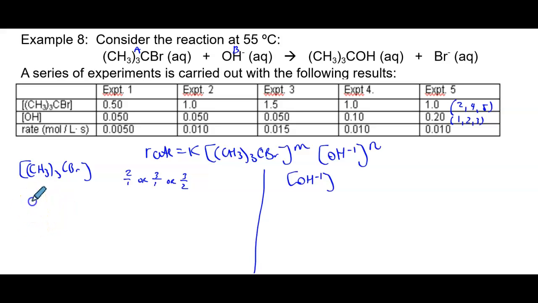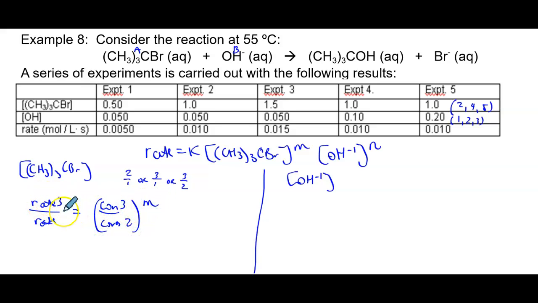So we're going to say rate 3 over rate 2, and I just picked that at random. You could pick a different one and you should get very close to the same order. Concentration 3 over concentration 2 to the power of m.